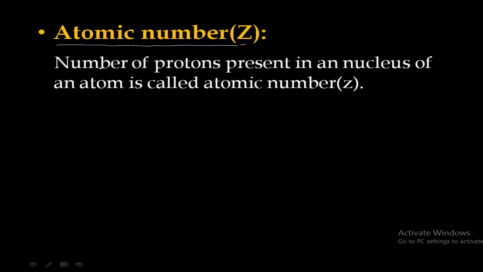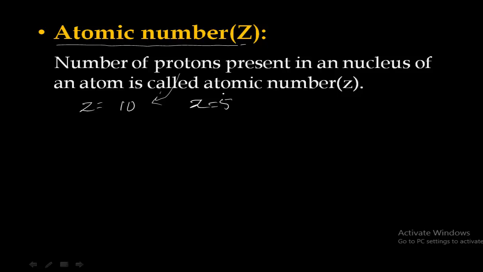So atomic number means the number of protons present in a nucleus of an atom. It is called atomic number. So how many protons are there is represented by the atomic number. Suppose I say the atomic number is 10, then the number of protons present will be 10, because Z will represent the number of protons. If the atomic number is 5, then the number of protons is 5.